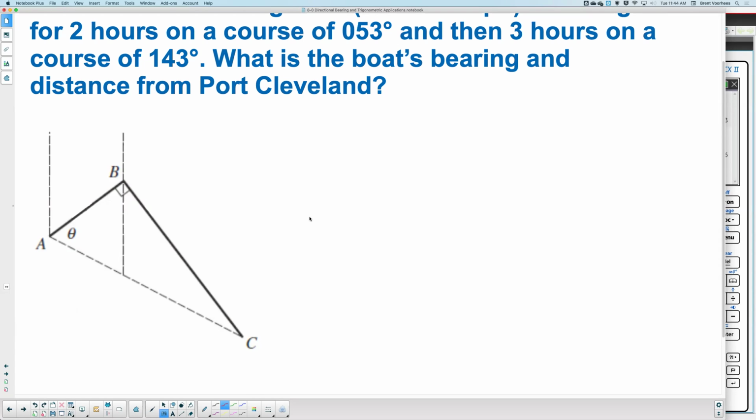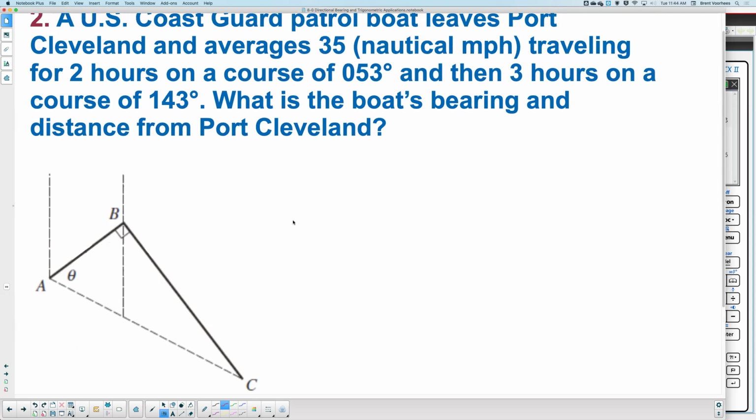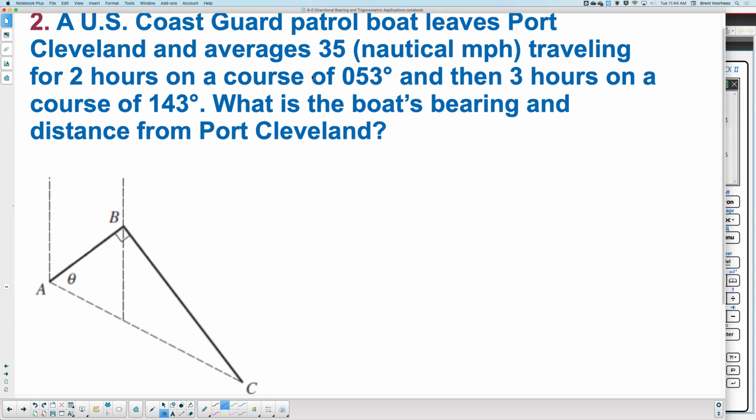If you have 2 triangles, guess what you're going to have to do? 2 answers. 2 end solves. But this one's going to be a little bit of a rule breaker on how we solve it. It says first, we go on a course of 053. Where does that mean we begin from? If it just says 053, where do we begin from?